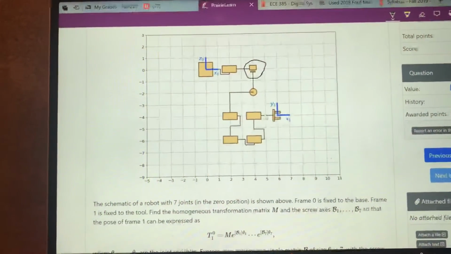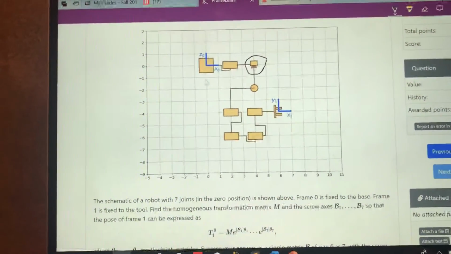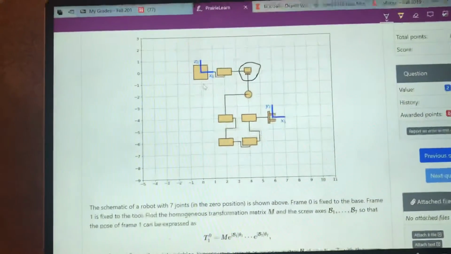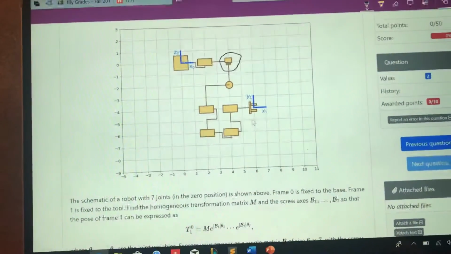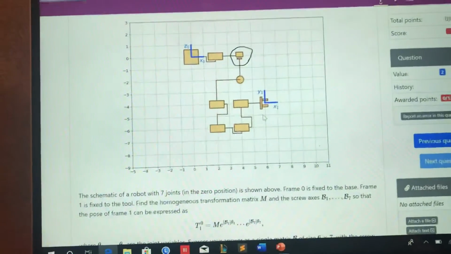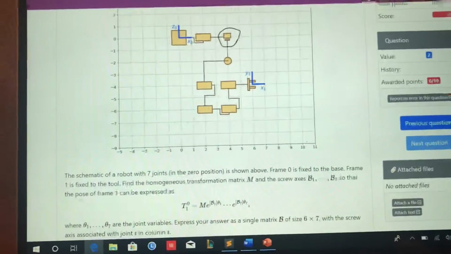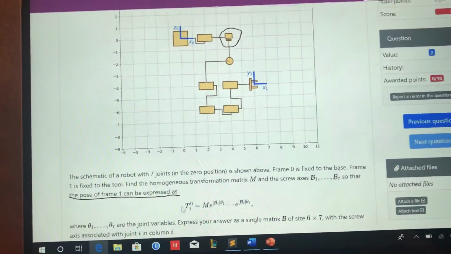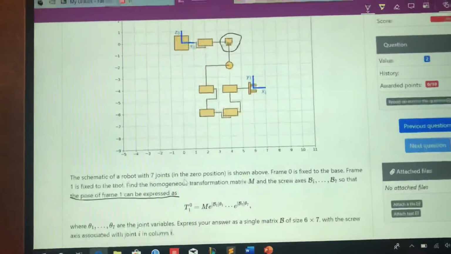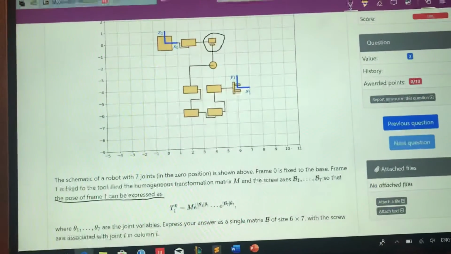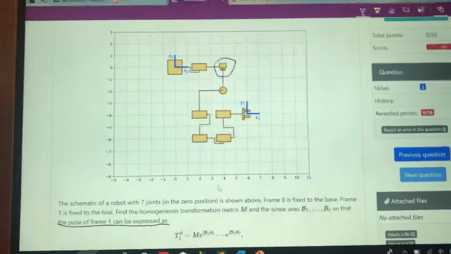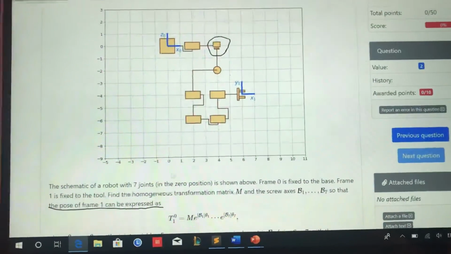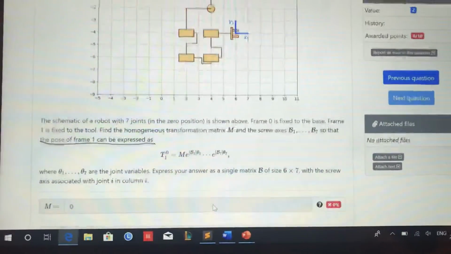So right here we are given two frames. This is frame 0, which is the base frame, and this is frame 1, which is the robot frame. We are trying to find the pose of frame 1, which is T right here. And we have two unknown things. The first one is M, and the second one is B. So how do we find M and B? For M, it's kind of simple, and the formula is given right here.